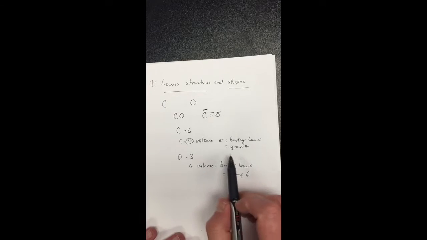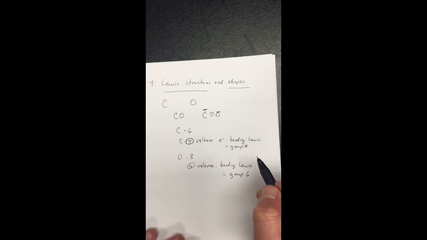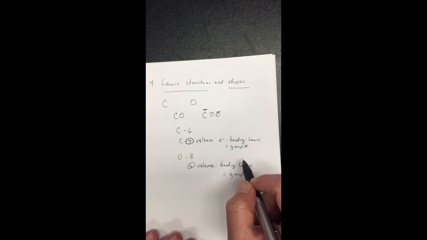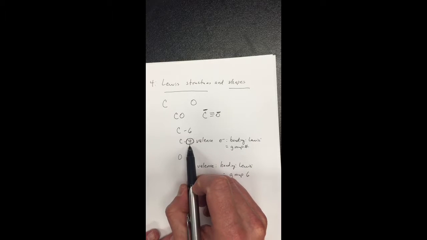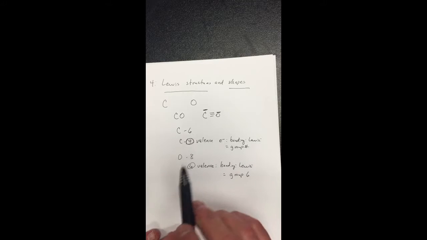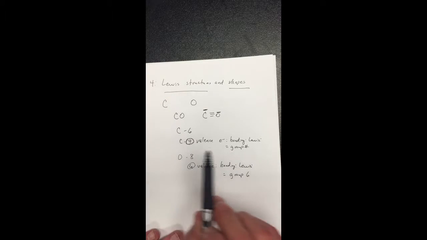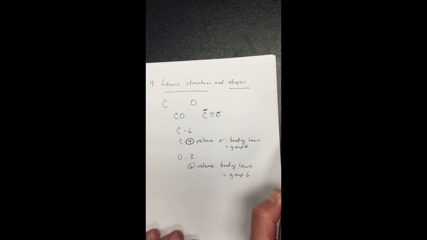If you're not sure how we got the group number for carbon and for oxygen, stop the video. I said stop the video, go to the periodic table, make sure you understand where we're getting group 4 and group 6 from. Remember that we skip the transition metals when we're counting groups. 1, 2, skip, 3, 4, 5, 6, 7, 8.